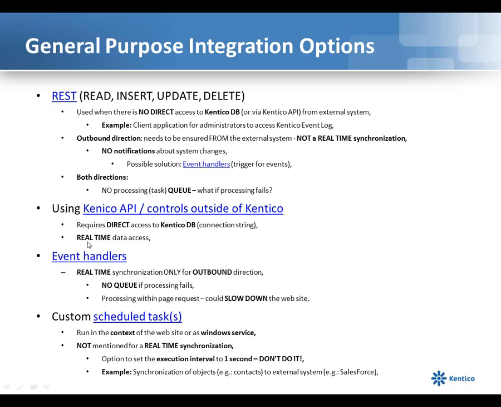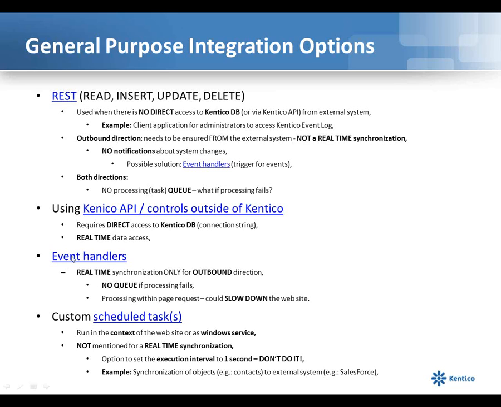So that would be an example of where the REST module can be used in most of the scenarios. The second integration option that I consider to be real-time data access is the option to use Kentico API or controls outside of Kentico in a third-party system. But in this case, the disadvantage, or I would say one must, is that the external system needs to see a Kentico database based on the connection string, because Kentico API and controls rely on the connection string to the database, because Kentico is heavily database driven. But you get real-time data access, so you can do whatever you want if you have direct access to the Kentico database.